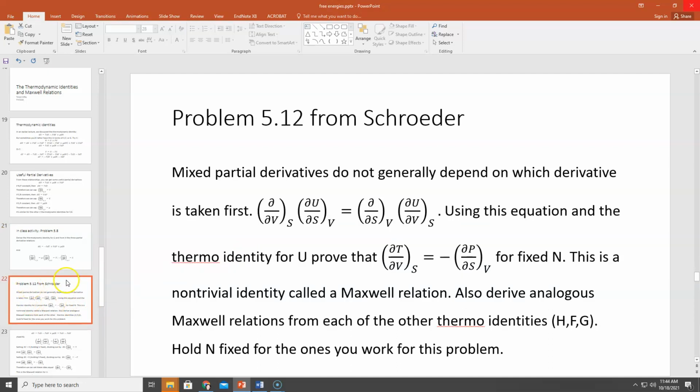Okay, so let's do an example of 5.12 from Schroeder, and this introduces the idea of a Maxwell relation, which I think is important enough to break out and do as an example. Okay, so here we go.